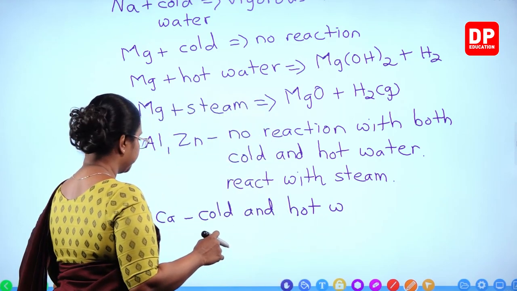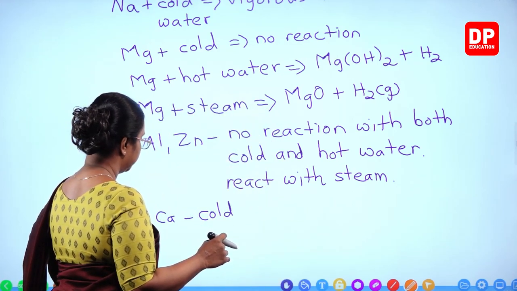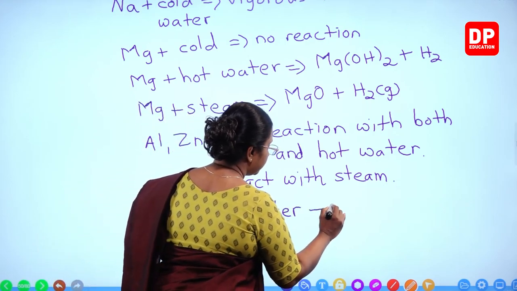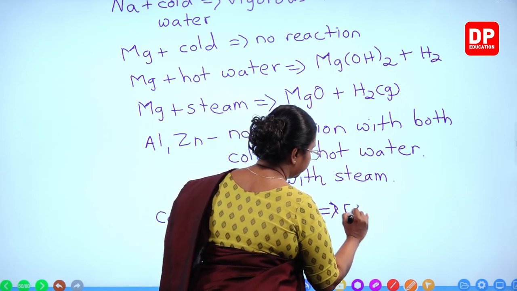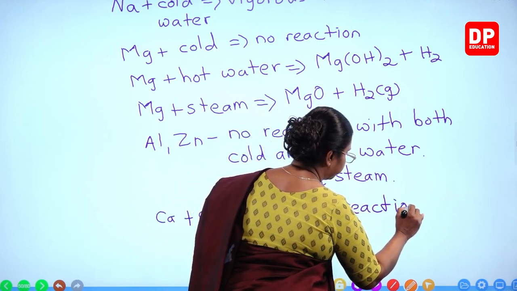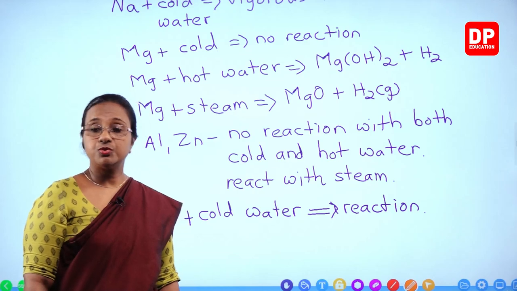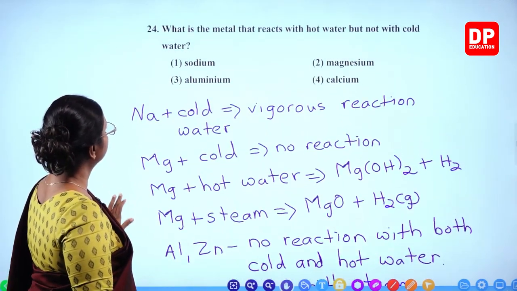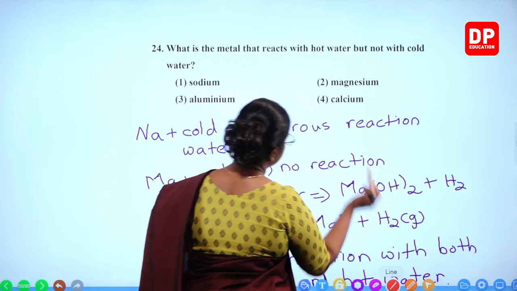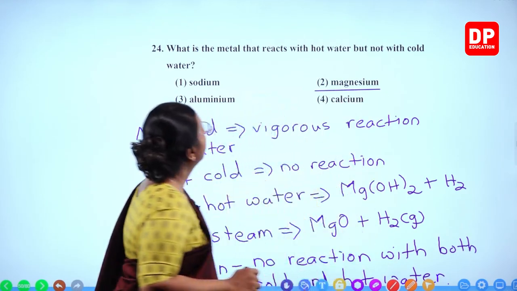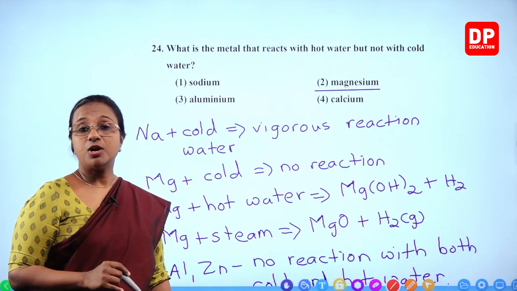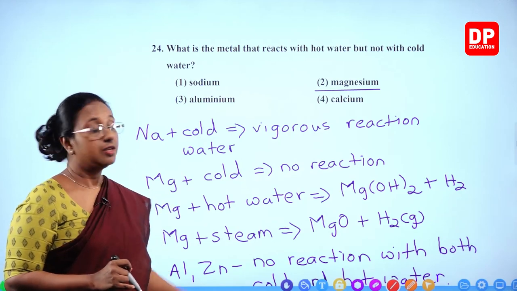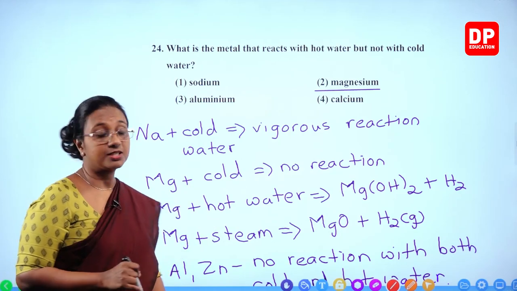Calcium reacts with cold and hot water. Or we can say plus cold water, there is reaction. So similar to sodium, calcium also reacts with cold water. So the answer for this question is magnesium. Reacts with hot water but does not react with cold water. Is that clear, student? So then I'll move on to the next question.